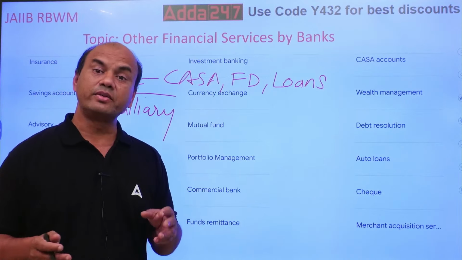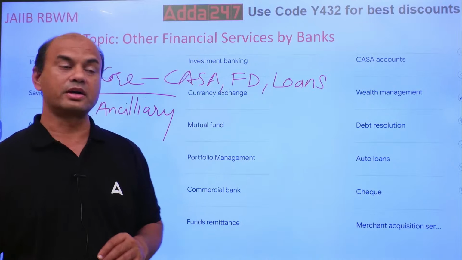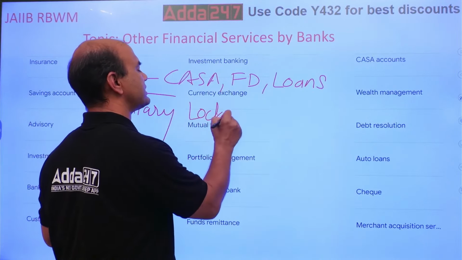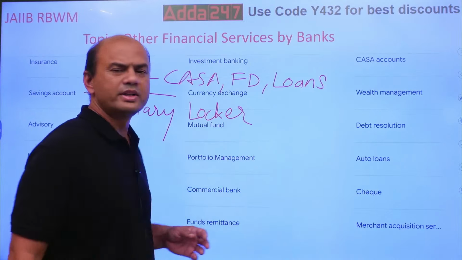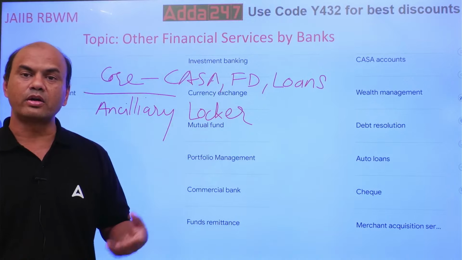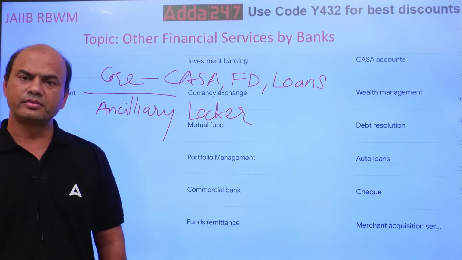Let me just say this. Even locker is an ancillary service. Locker, we feel it's a banking service, but actually it's an ancillary service. Why? How can you discriminate whether any service is core banking or ancillary? How will you know?